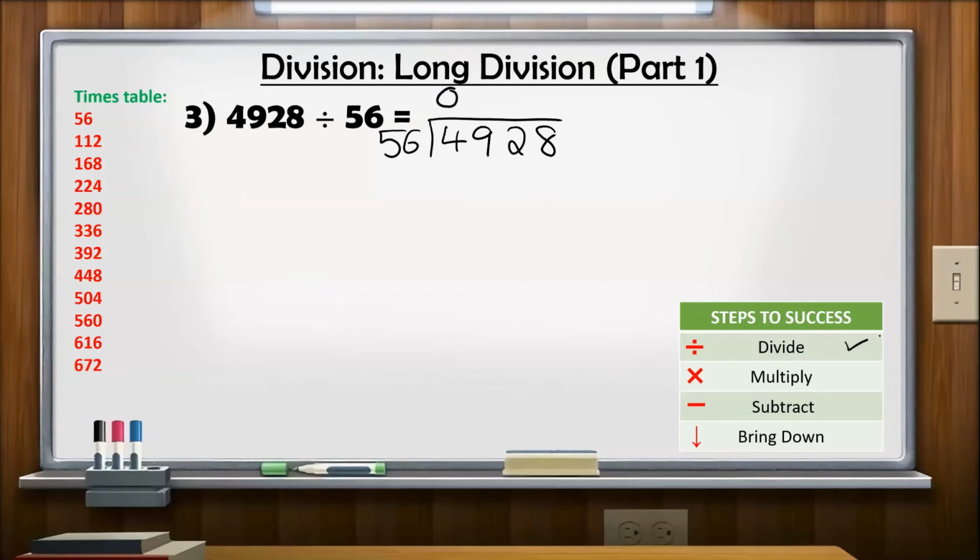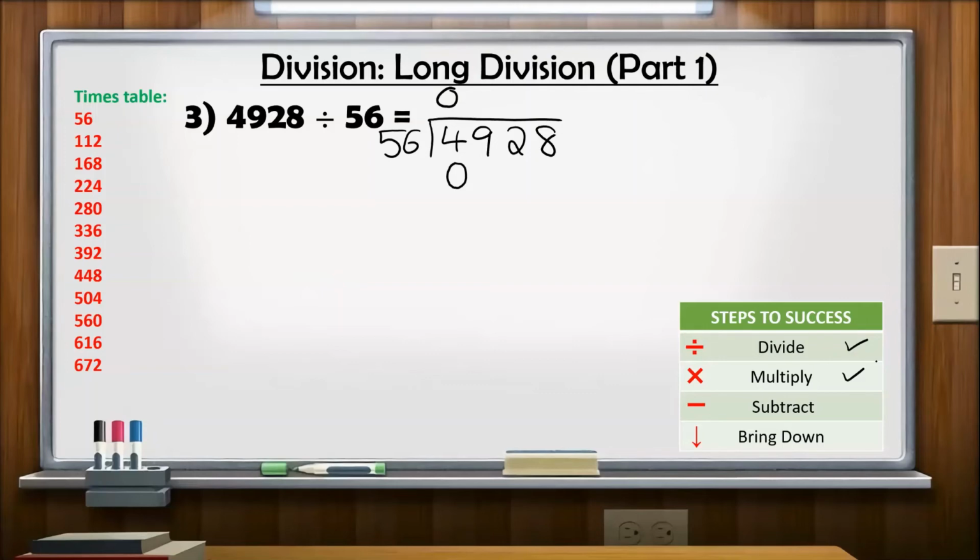So step 1 is complete. Step 2 is I'm going to multiply my divisor with my answer. So 56 times 0 is 0. So I'm going to place that underneath my first digit like this. And my second step is complete.